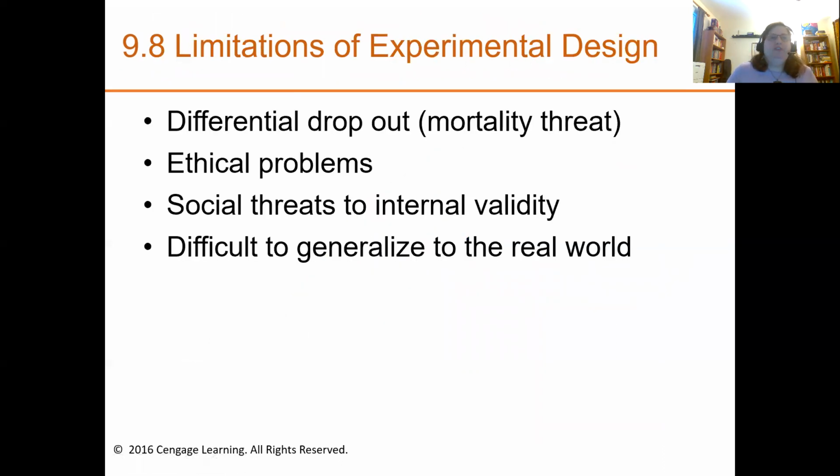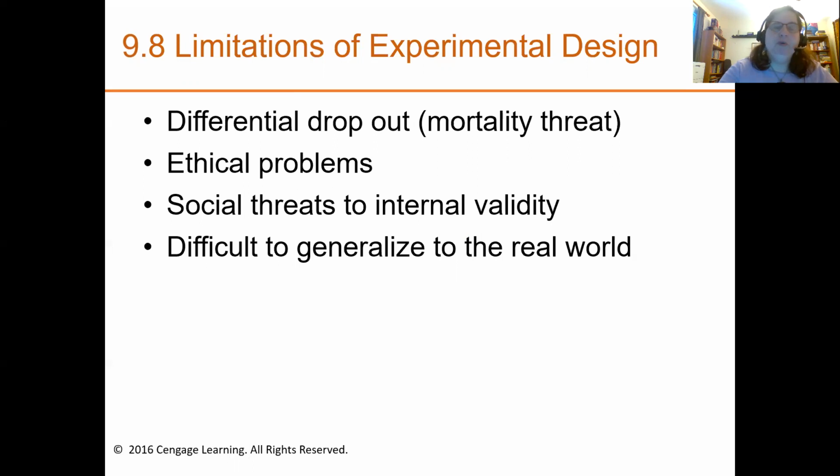So what are some limitations of the experimental design? Well, you can have differential dropout, right? As we talked about before with our exercise program, exercise diet versus the pill. Ethical problems, all kinds of ethical problems, right? Especially when one group's getting a treatment that you think will really work and the other group isn't. There are these social threats to internal validity, right? Especially when people in the non-experimental group find out about the experimental group.